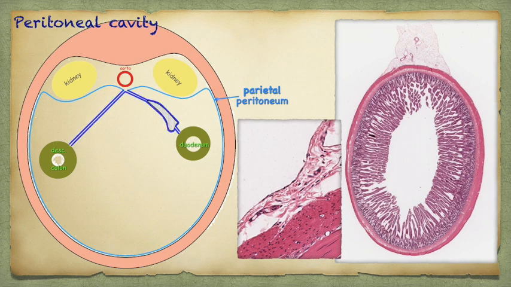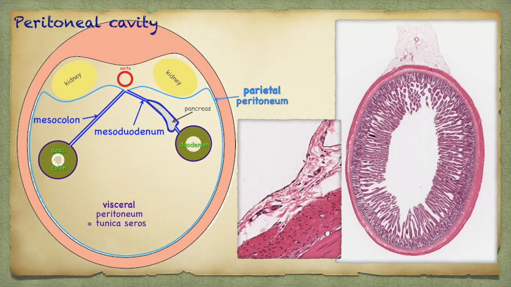So continuous out from there is going to be our mesenteries. And here with our mesenteries, depending on what it's suspending is going to give it its name. So if it's suspending the colon, we're going to call it the mesocolon. If it's suspending the duodenum, mesoduodenum. We see that we have some pancreas within the mesoduodenum there. Then that's going to be continuous with our visceral peritoneum, which often we refer to as the tunica serosa microscopically.